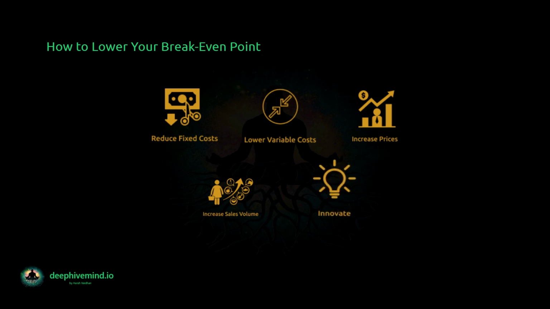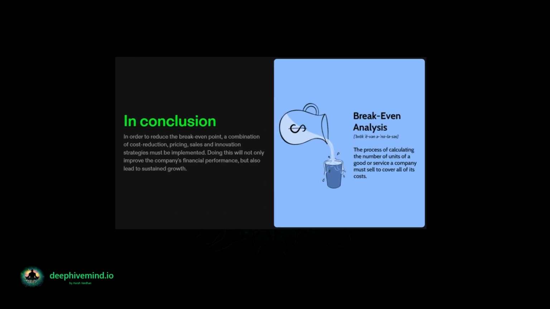Innovate. Innovation can help a business to create new products or services with higher profit margins, reduce production costs, or increase efficiency. By doing so, a business can lower its break-even point and increase its overall profitability. In conclusion, lowering the break-even point requires a combination of cost reduction strategies, pricing strategies, sales strategies, and innovation. By implementing these strategies, a business can improve its financial performance and achieve sustainable growth.